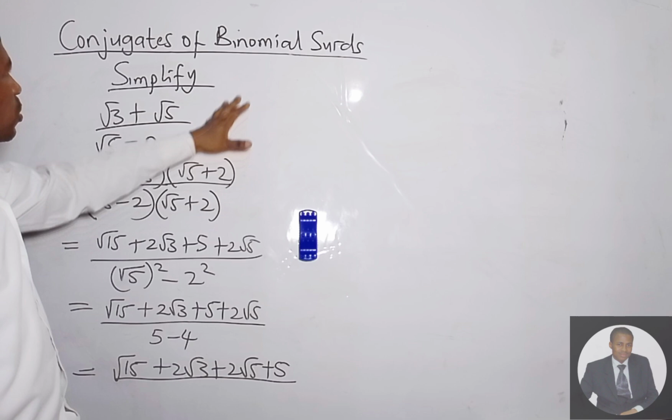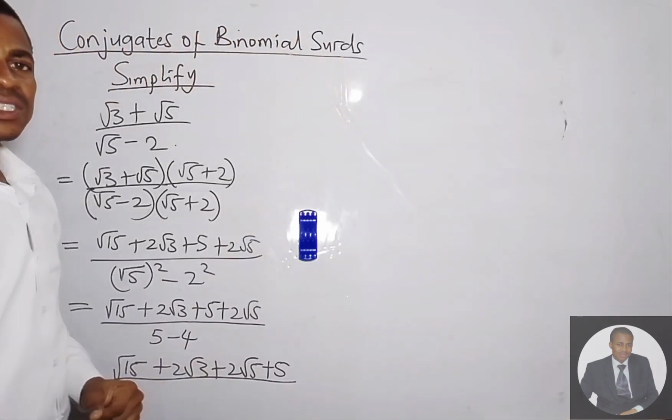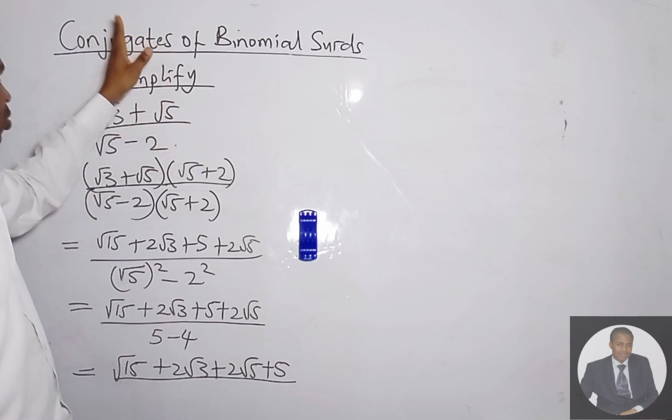With today's examples that we have given, we want to believe that we've been able to get acquainted with what we mean by binomial surds and conjugates of surds. In the next class, we'll further buttress how to rationalize or simplify conjugate surds.